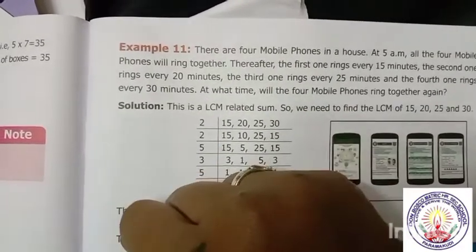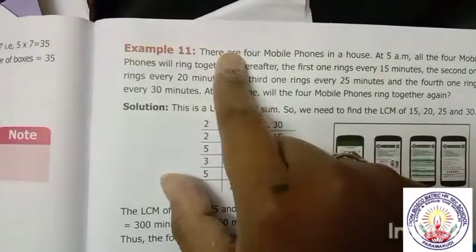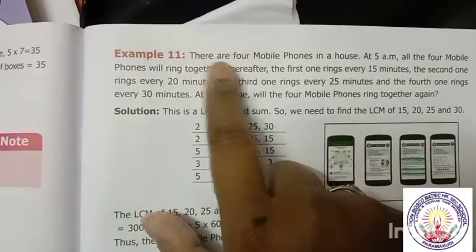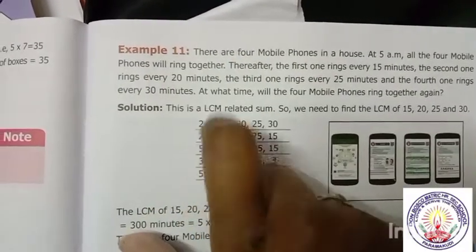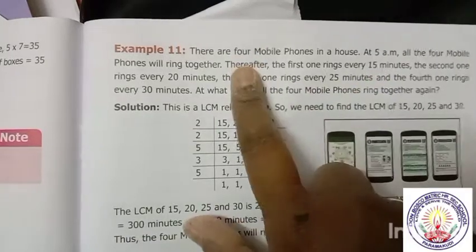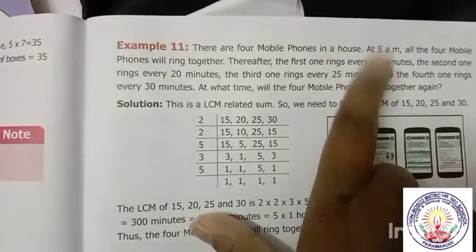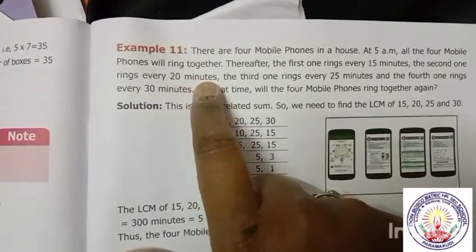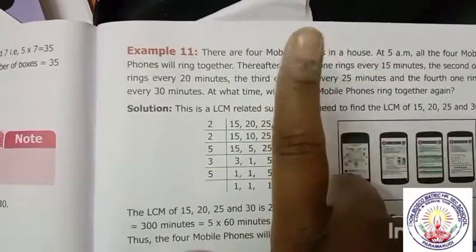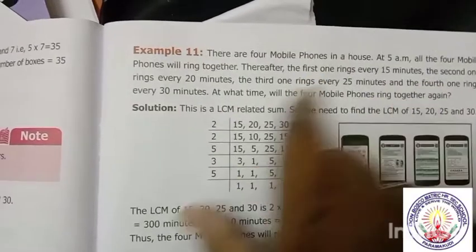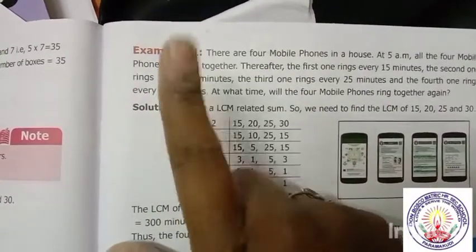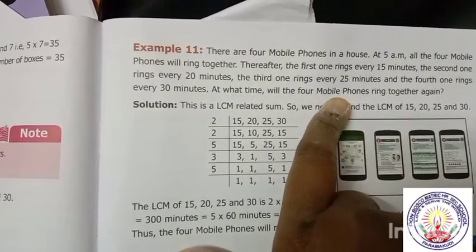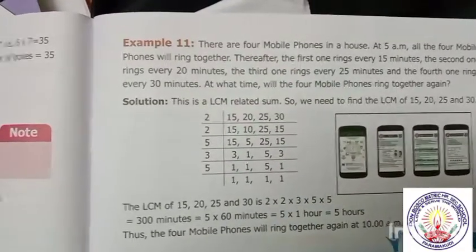What is the question? There are 4 mobile phones. At 5 a.m., all phones ring simultaneously. The first phone rings every 15 minutes, the second every 20 minutes, the third every 25 minutes, and the fourth every 30 minutes. At what time will the 4 mobile phones ring together again? That was the question. First of all, we will find out.